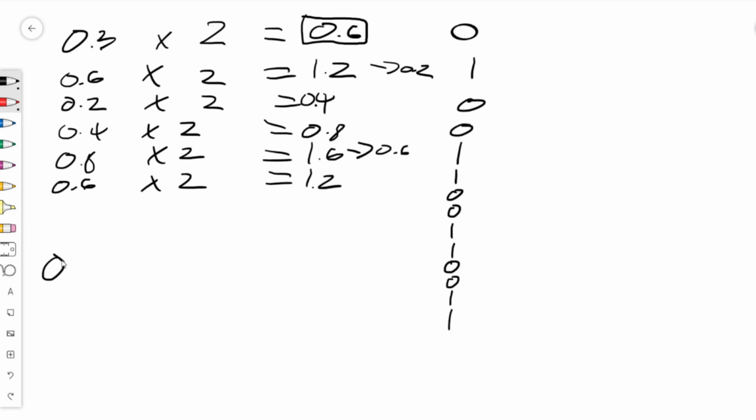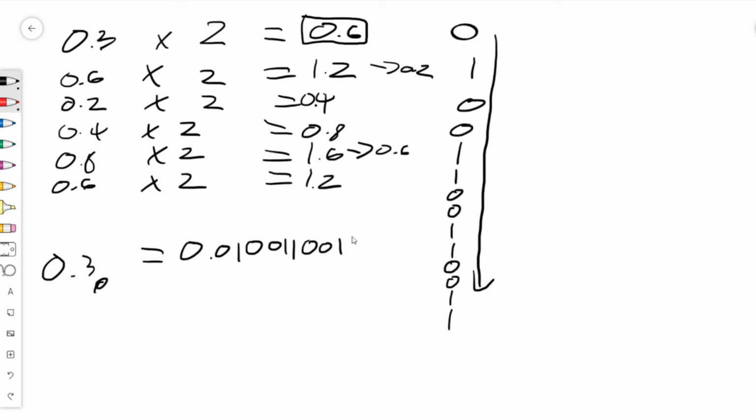So 0.3 in decimal equals 0. We're going to follow our numbers down: 0, 1, 0, 0, 1, 1, 0, 0, 1, 1. Repeated in binary.